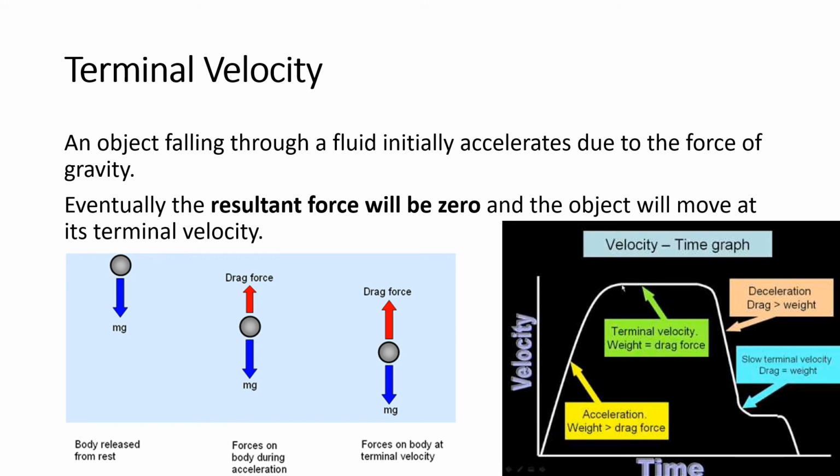This gives us the velocity time graph on the right hand side. The initial acceleration will be 9.8 meters per second squared, but as the drag force increases, as the velocity increases, the acceleration gets less and less, so the graph starts curving over. Finally, the weight is equal to the drag force, and the line is horizontal, and the object falls at terminal velocity.